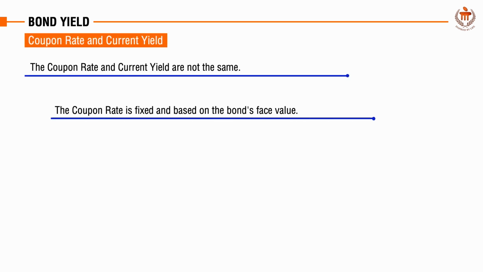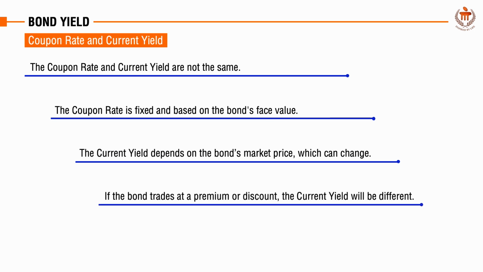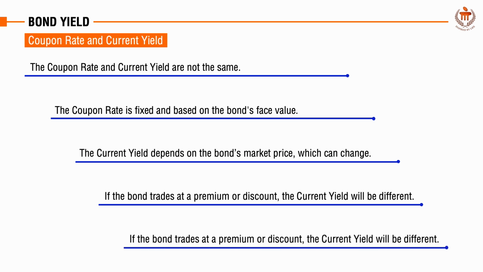It's important to understand that the coupon rate and the current yield are not the same. The coupon rate is fixed and calculated based on the bond's face value. The current yield, however, depends on the bond's market price, which can vary. So if the market price of the bond equals its face value, the coupon rate and the current yield will be the same. However, if the bond trades at a premium or a discount, the current yield will differ.